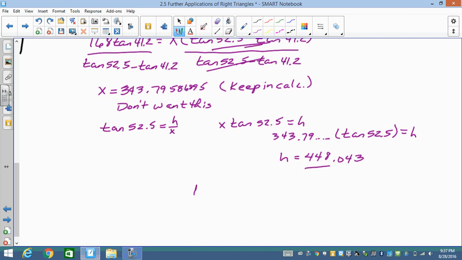So the height of the two triangles is 448, and the question is, what is it measured in? Meters. Done.